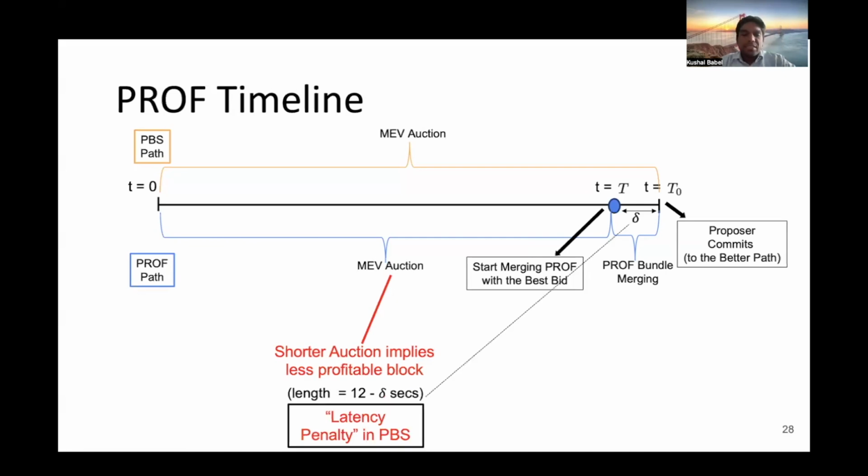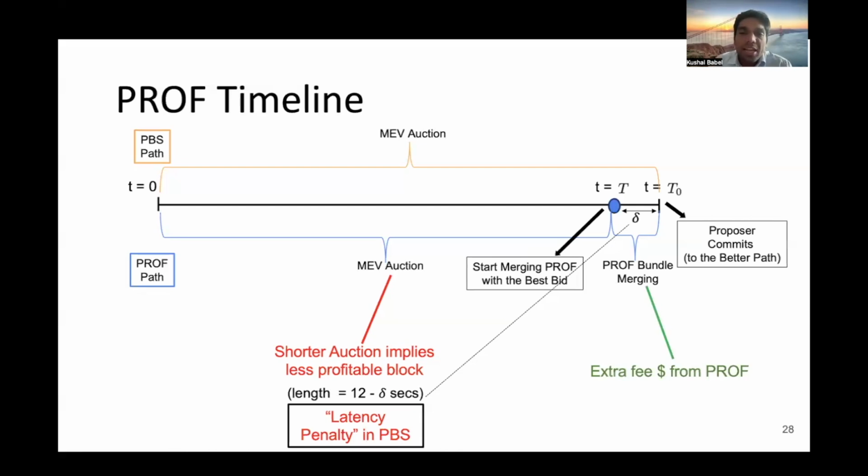So as I said, in Ethereum, for example, 12 seconds is the duration of the auction, and 12 minus delta would be the duration of the auction for prof. And this 12 minus delta essentially leads to a less profitable block sometimes. And that's the latency penalty term that we will see later on. But essentially, this delta is imposing some sort of latency.